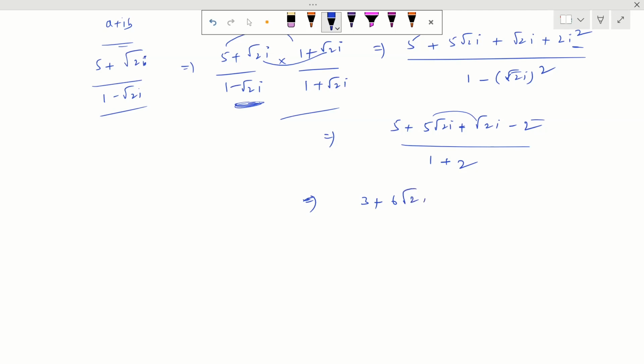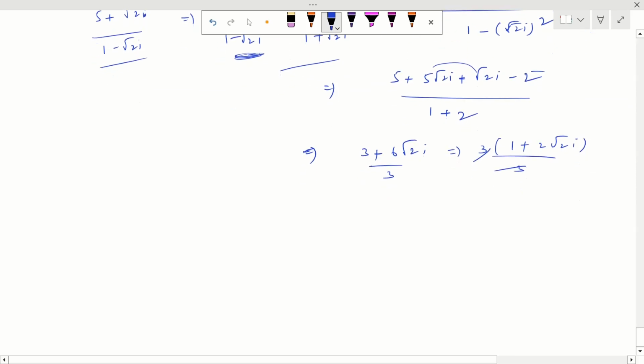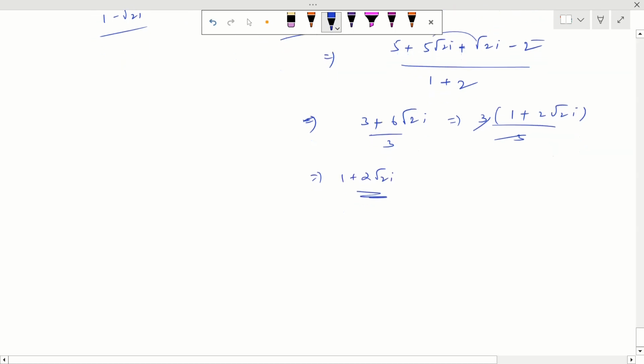6 root 2i, so 3 plus 6 root 2i divided by 3. Taking 3 as common, it is 1 plus 2 root 2i divided by 3. The 3 gets cancelled, and the final expression is 1 plus 2 root 2i. Okay, this is the final expression.